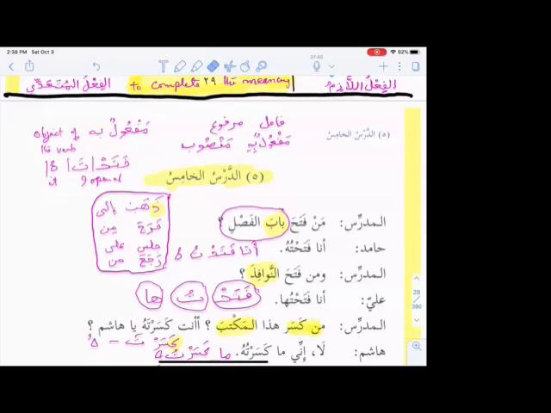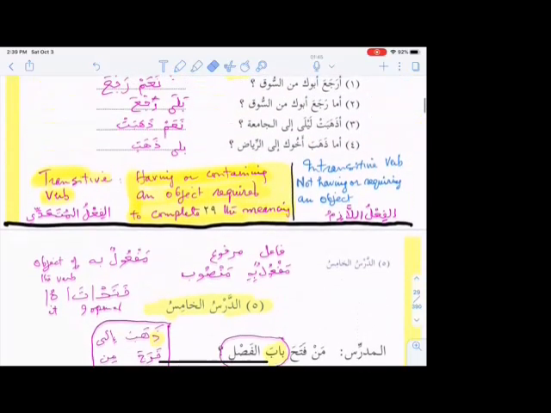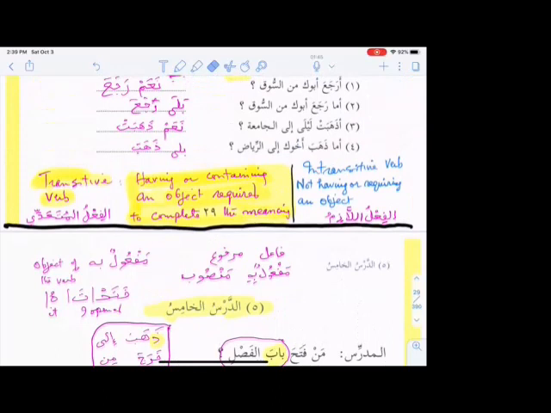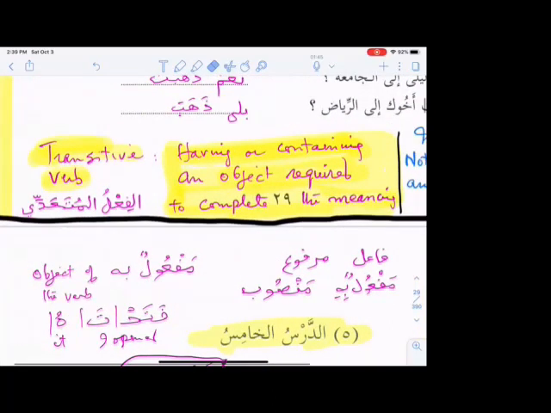Transitive verb. Okay, I'm using the English language. Later on you will follow it in Arabic also, which is al-fi'lul muta'addi. But let us stick to transitive verb. This is the place he starts in full-fledged. The words will come, most of them will be transitive verbs. So what is a transitive verb, my brothers and sisters? I've written here, as you can see: transitive verb, having or containing an object required to complete the meaning. In order to complete the meaning of a sentence, you require an object.